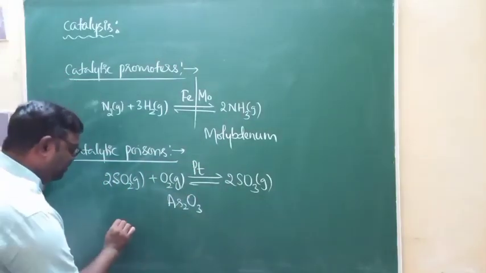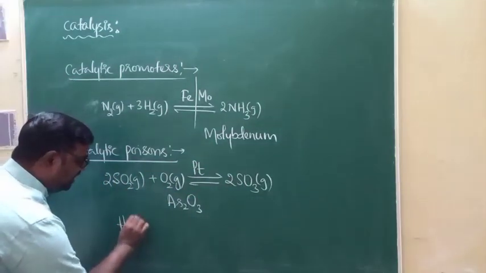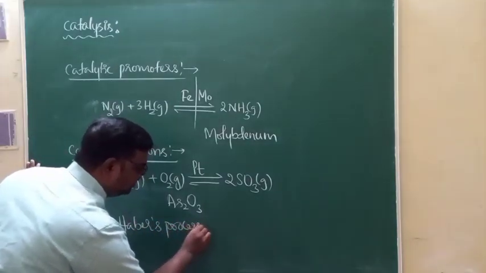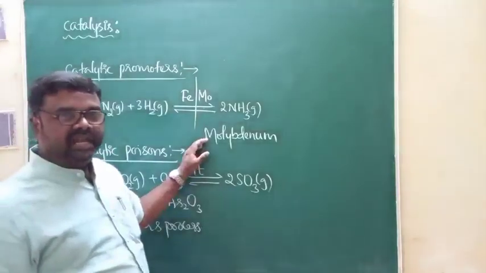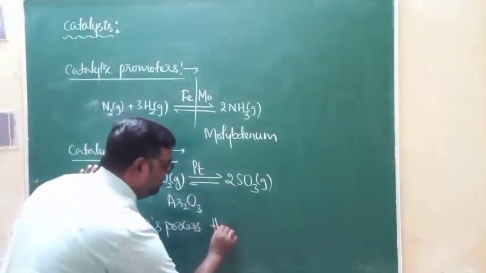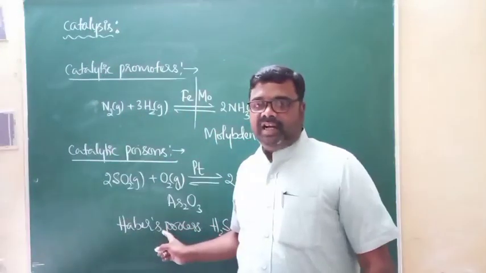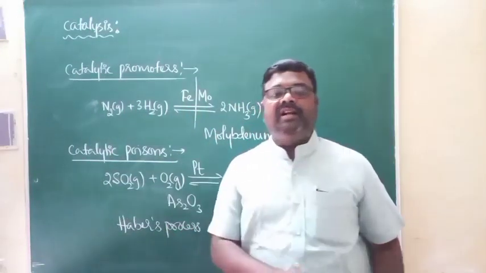In the same manner, in the manufacture of ammonia by Haber's process, the activity of iron catalyst can be decreased in the presence of hydrogen sulfide. Therefore, hydrogen sulfide is a catalytic poison for iron catalyst.